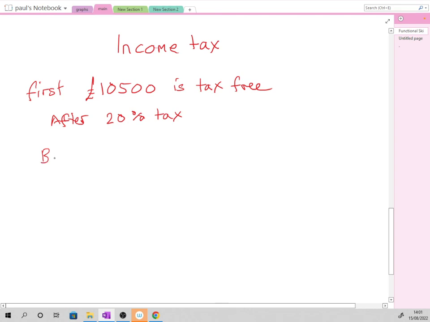Bob. Bob's new job pays £21,000 a year. How much does Bob get of his £21,000?